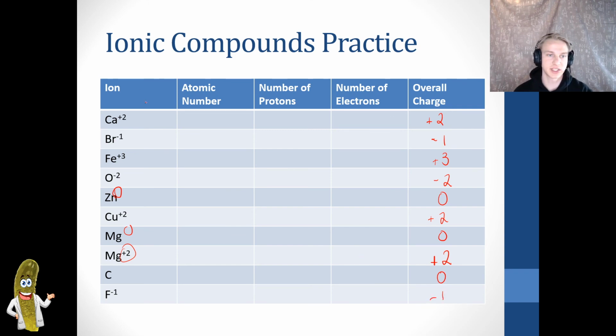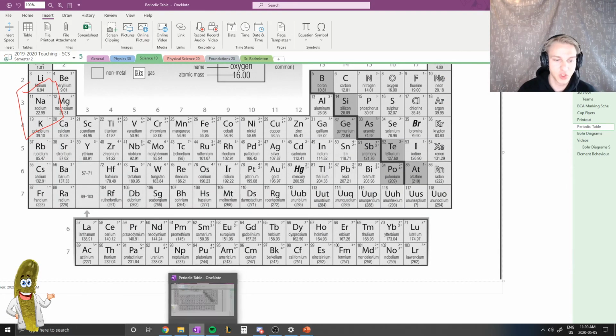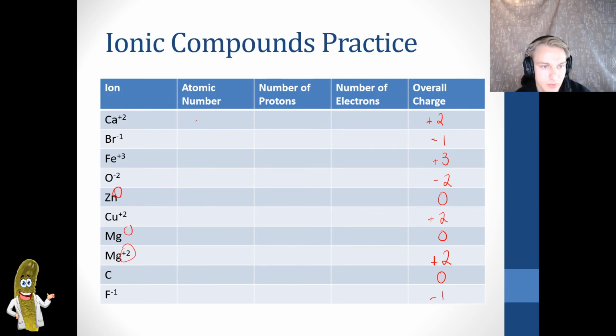So we'll do this first example here together. Calcium has an atomic number of 20, so I know that means it has 20 protons. And if it has a +2 charge, that means it's lost 2 electrons, meaning that this one would only have 18 electrons.